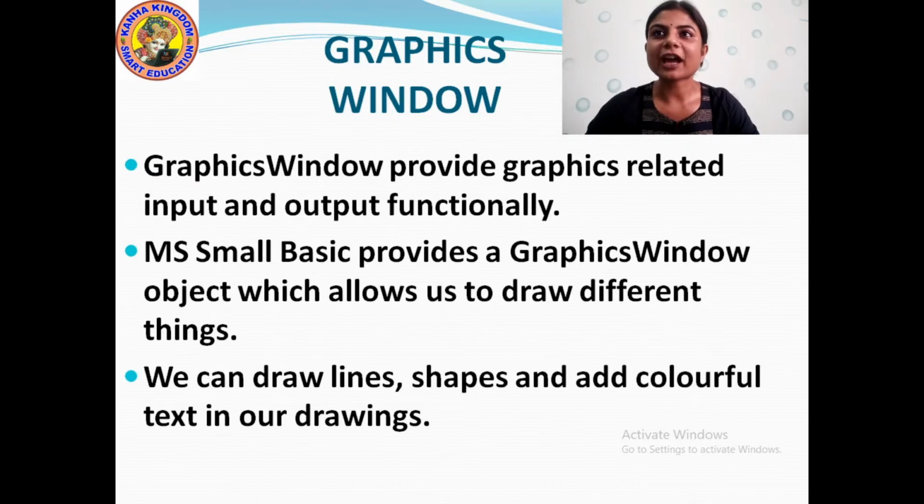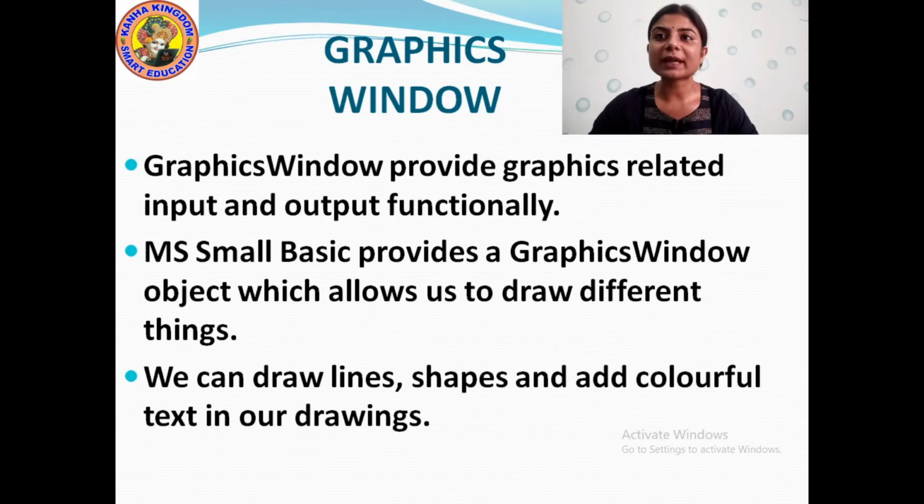So students, what is the graphics window in Small Basic? The graphics window provides graphics-related input and output functionality. It provides us different types of graphics, that means animations, pictures, or any kind of picture related to Small Basic that you want to input. It inputs the different types of graphics in the computer and asks the computer to perform that program accordingly.